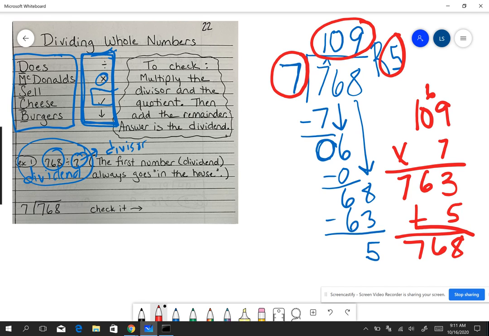And if this number right here that you get when you take your quotient times your divisor and add on any remainders is the same as your dividend, then you are right, which we are. And that is dividing whole numbers.